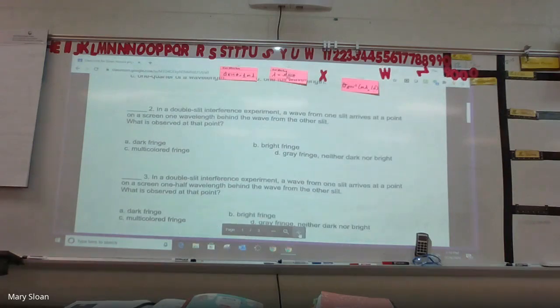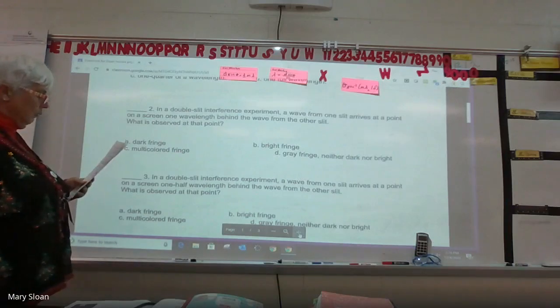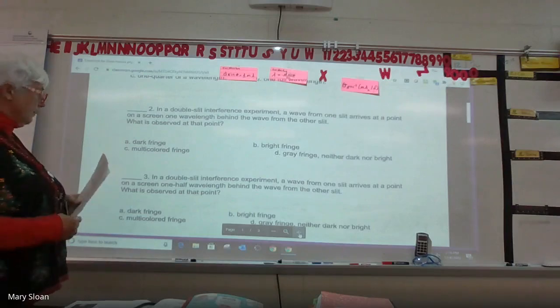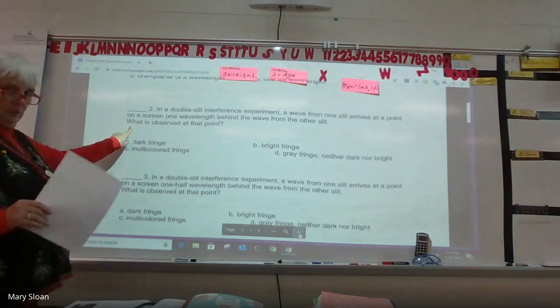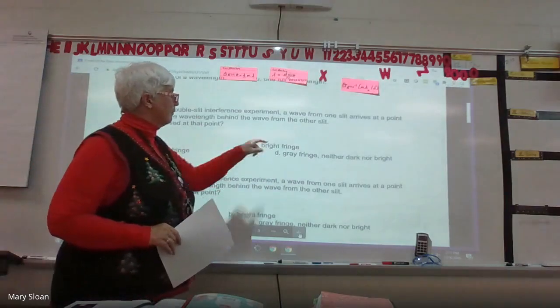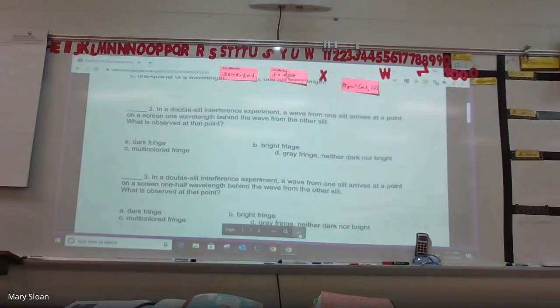Number 2 says in a double slit interference experiment, a wave from one slit arrives at a point on the screen one wavelength behind the wave from the other slit. What are you observing at this point? What did y'all decide? I believe we said B for this one as well. Yep, and it's a bright fringe. Perfect.